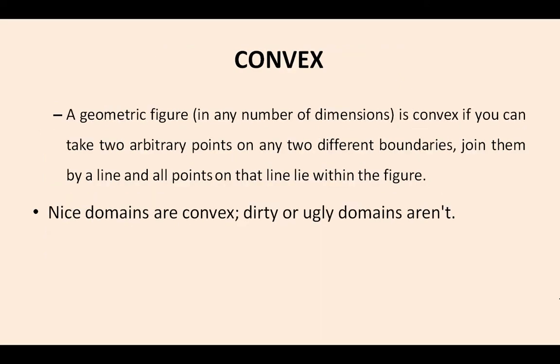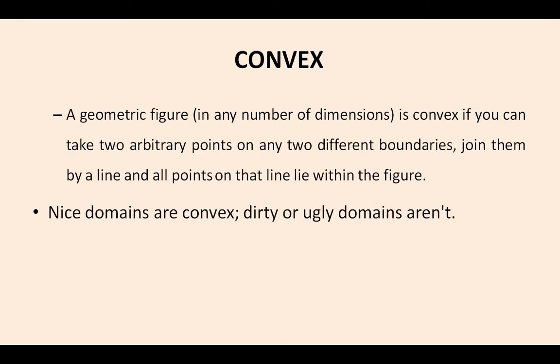Okay. Next, we are going to another property of the nice domain, which is called being convex. What is the meaning of convex? A geometric figure is convex if you can take any two points on two different boundaries, join them by a line, and all the points lie within the same figure.